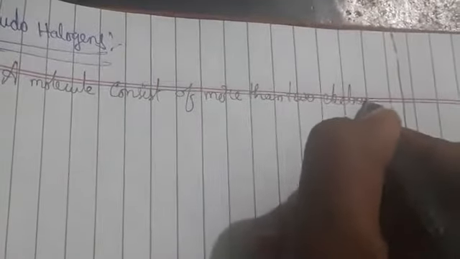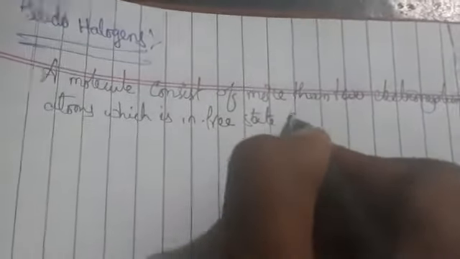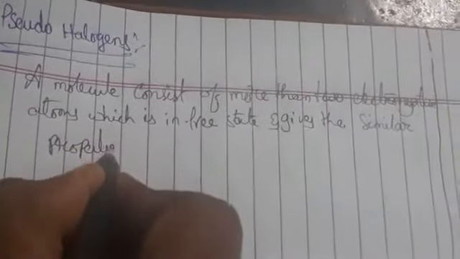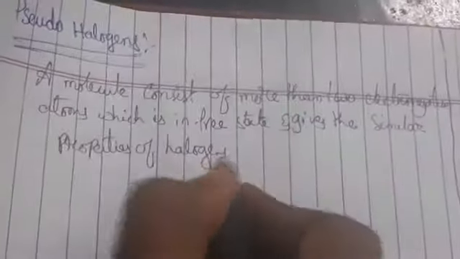So what is a pseudohalogen? A pseudohalogen is nothing but a molecule consisting of more than two electronegative atoms, which is in the free state and gives properties similar to halogens. This one we call pseudohalogens.